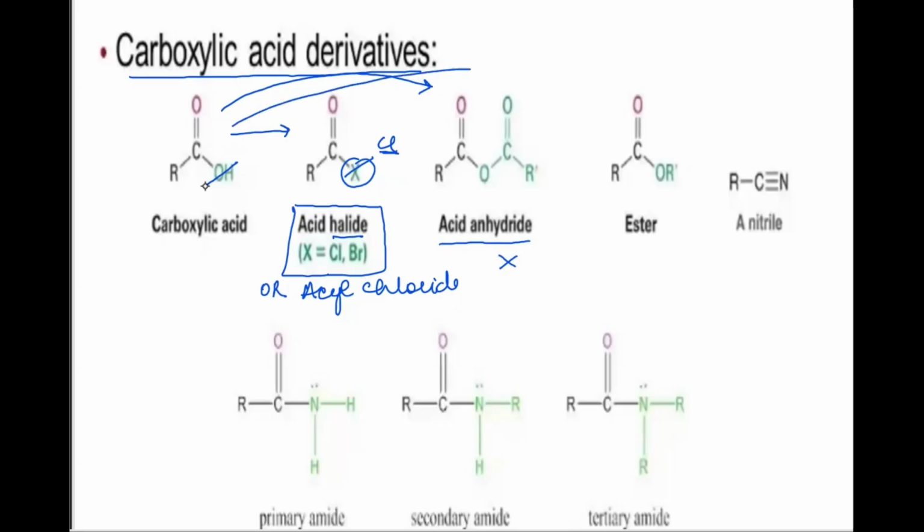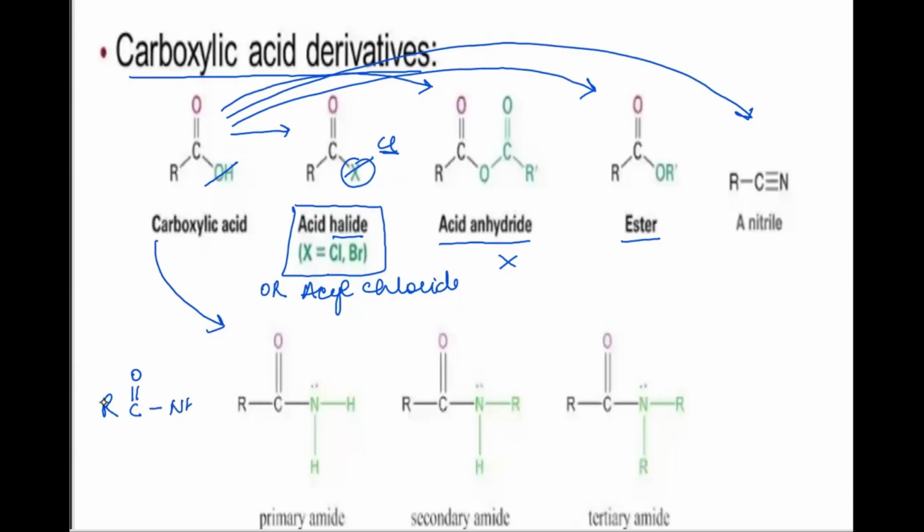Then the next derivative is an ester. We have already studied the esters a lot in our O levels and in AS level. And then the next derivative we have is the nitriles. And then we have one more acid derivative, which is basically amides. Now amides are RC double bond O with NH2 added to it. So again, the OH is being substituted by the NH2 amine group. That is why you call them amides, right?